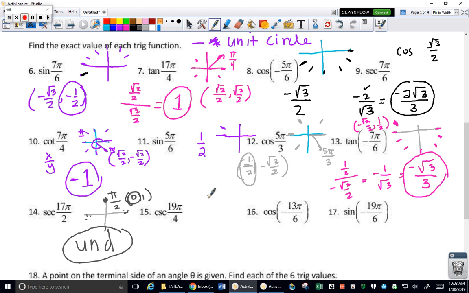A 19 pi over 4, that's a lot of pi over 4's. So that's a lot of 45 degrees. So bear with me while I count all the 45 degrees. 1, 2, 3, 4, 5, 6, 7, 8. It gets me back. 9, 10, 11, 12, 13, 14, 15, 16 is all the way around twice. 17, 18, 19. 19 pi over 4 is the same spot as regular 3 pi over 4.